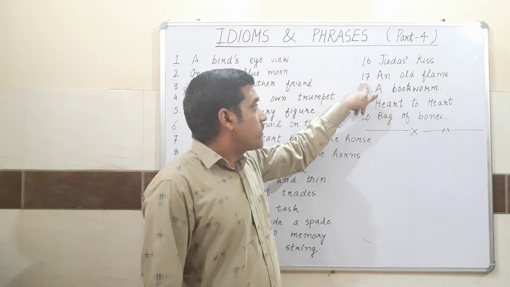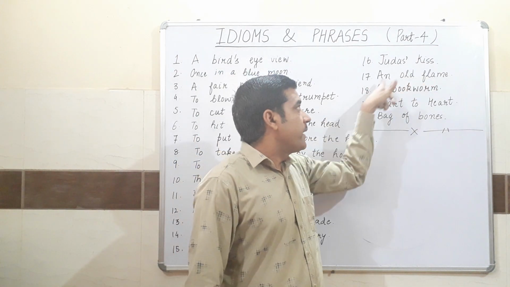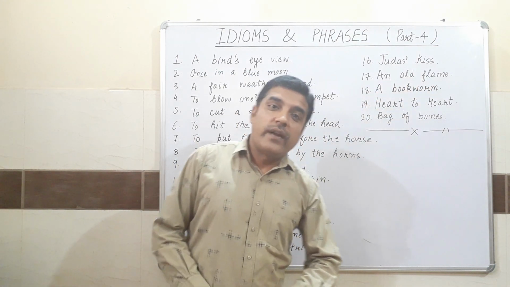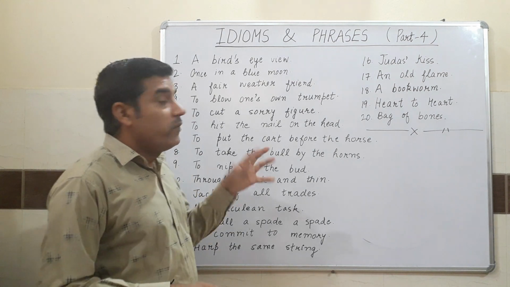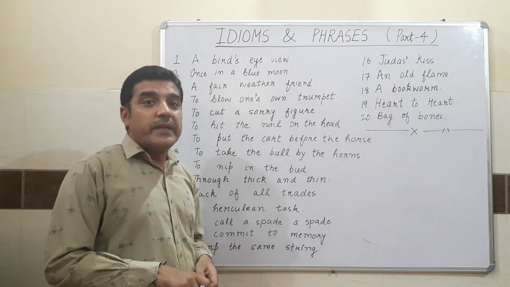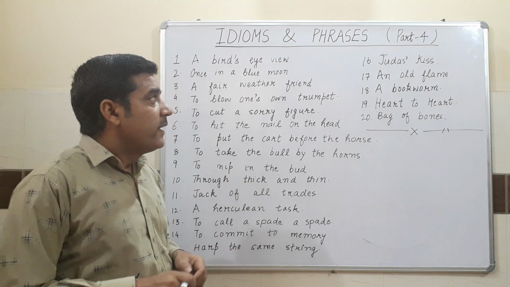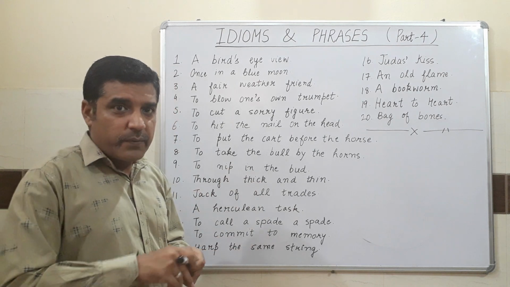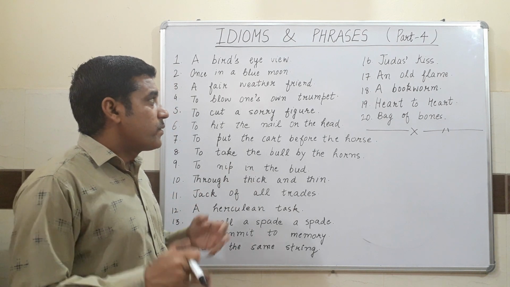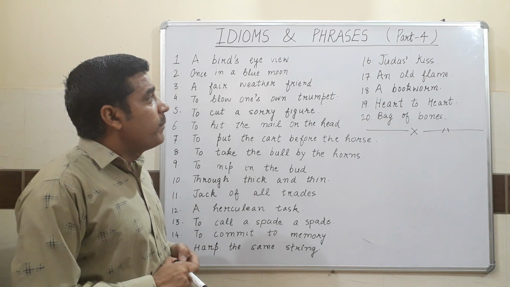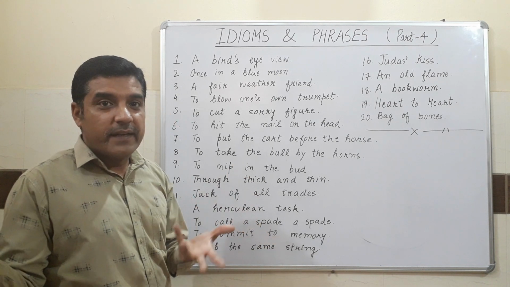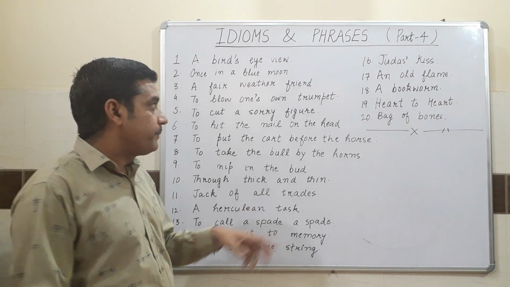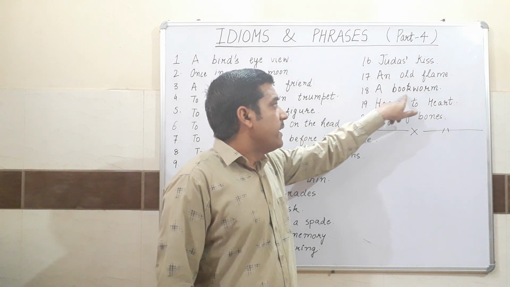Then we have 17th as an old flame. An old flame is a sweetheart. An old flame is another word for sweetheart. Like Sangeeta is my old flame. Right? You can give this example. Or Sonia is an old flame of my brother. That is her sweetheart.